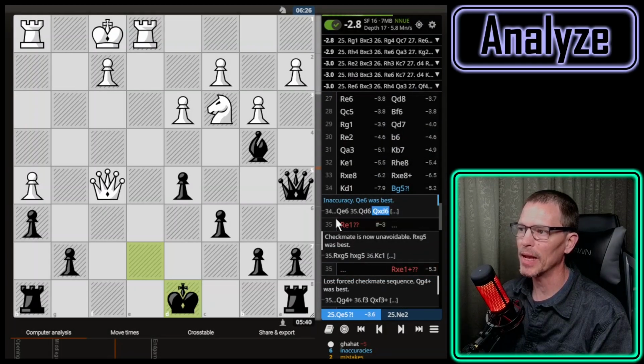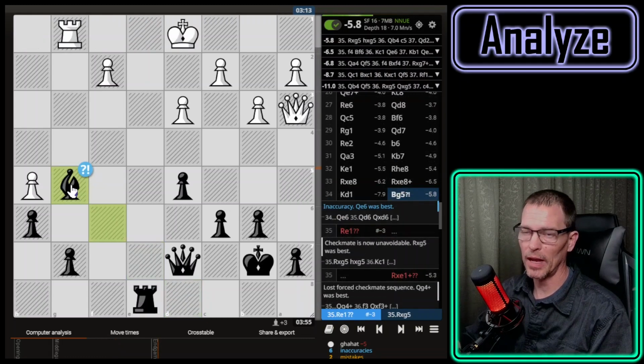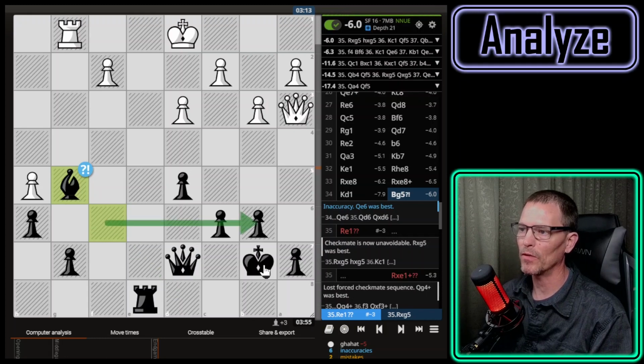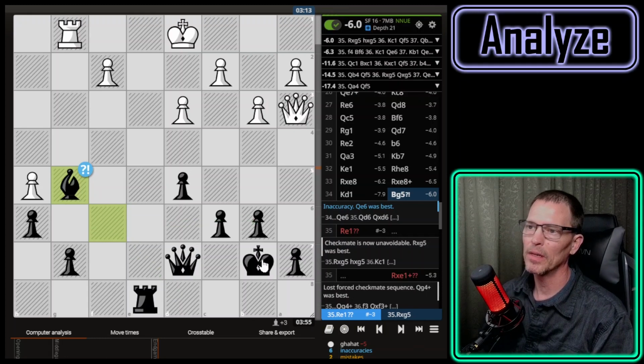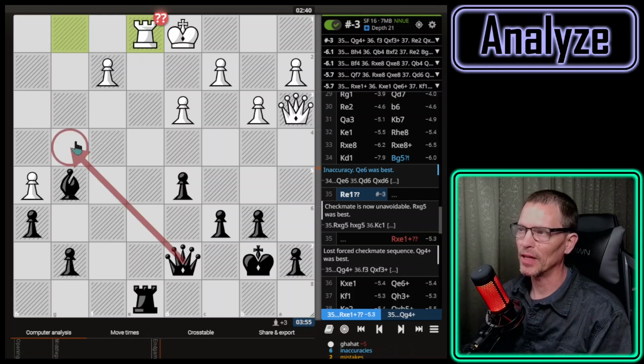Okay, here's where I missed the mate in 3. After I played this, I still have a big advantage here because I have an extra piece. But as you can see, my king has been chased all the way around the board over here. But my opponent messed up by playing rook to e1, and that gives me a mate in 3, but only if I check now.